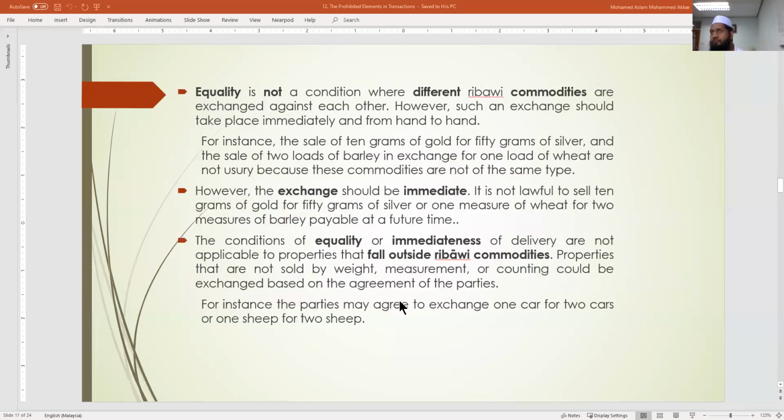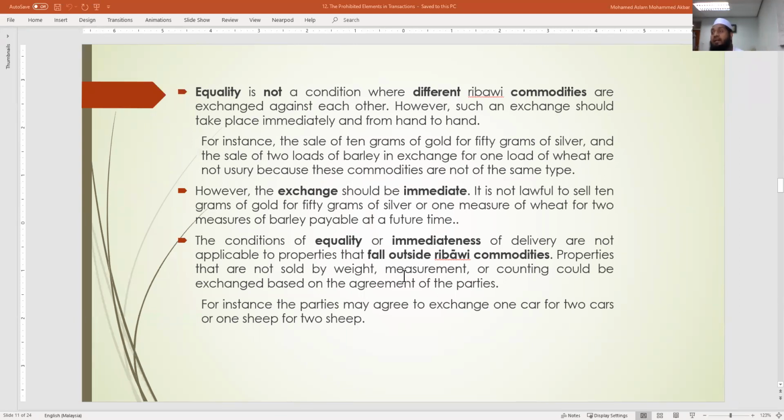That's very important. Also, equality is not a condition where different ribawi commodities are exchanged. However, such an exchange should take place immediately and from hand to hand, only if it is within those six items. Immediately has to happen, hand to hand has to happen, only for the six items. If they are other items, it is not necessary for it to happen hand to hand or immediately, right? So we need to understand this.